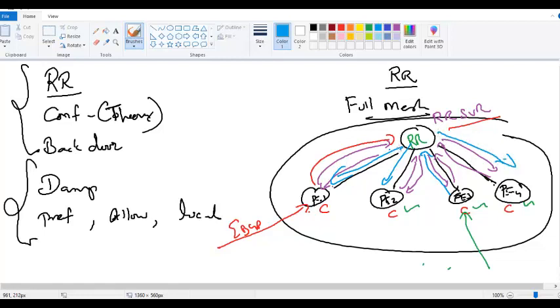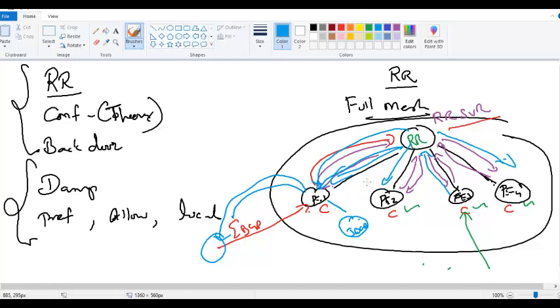Now, a route learned from a server, a client can give it to EBGP, no problem. But a client cannot give it to another IBGP. You see? So the route that is learned from the RR server, the client can distribute to eBGP but not to IBGP. This is one important rule.